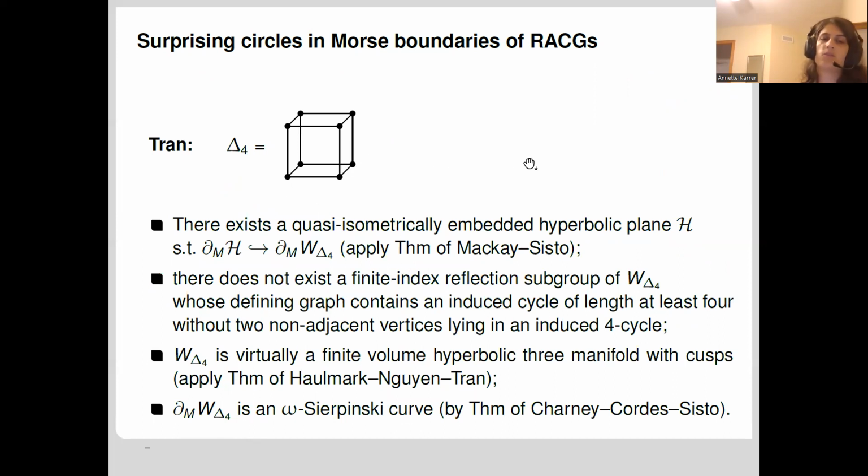Another interesting example is the 1 skeleton of the 3 cube, like Twan told us about this example. It has a lot of nice properties. There exists a quasi-isometrically embedded hyperbolic plane, whose Morse boundary embeds in the Morse boundary of the ambient group. There does not exist a finite index reflection subgroup whose defining graph contains an induced cycle of length at least 4 without 2 non-adjacent vertices lying in an induced 4 cycle. The group is virtually a finite volume hyperbolic 3-manifold with cusp. And the Morse boundary is an omega Sierpinski curve by a theorem of Cashen, and Cordes. And in particular, it is connected.